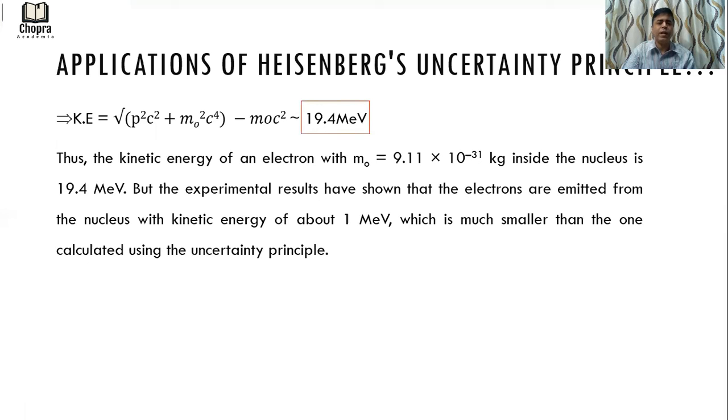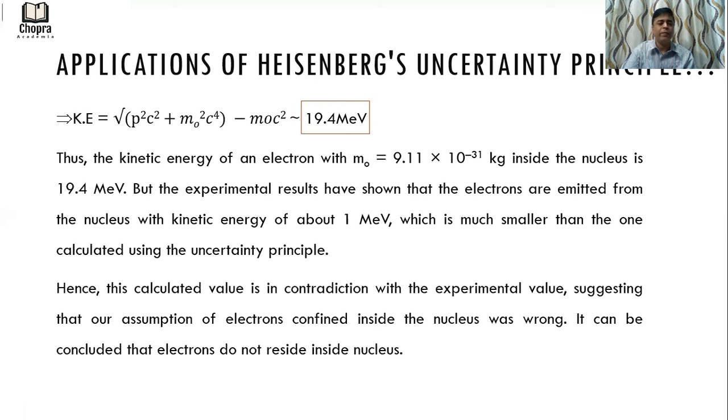But the experimental results have shown that the electrons are emitted from the nucleus with kinetic energy of about 1 mega electron volt, which is much smaller than the one calculated using the Heisenberg uncertainty principle. Hence, this calculated value is in contradiction with the experimental value, suggesting that our assumption of electrons confined inside the nucleus was wrong. So it can be concluded safely that electrons do not reside inside the nucleus.